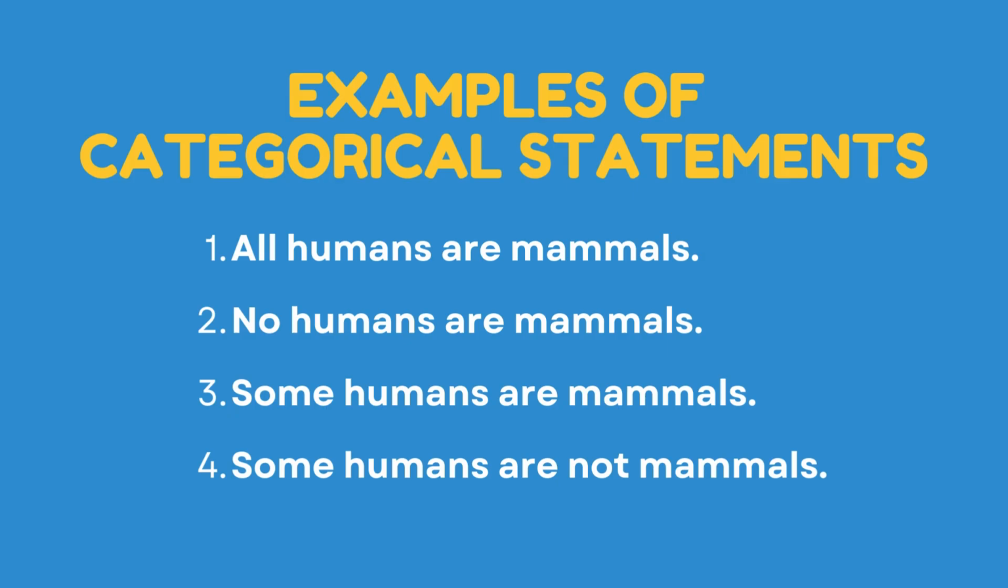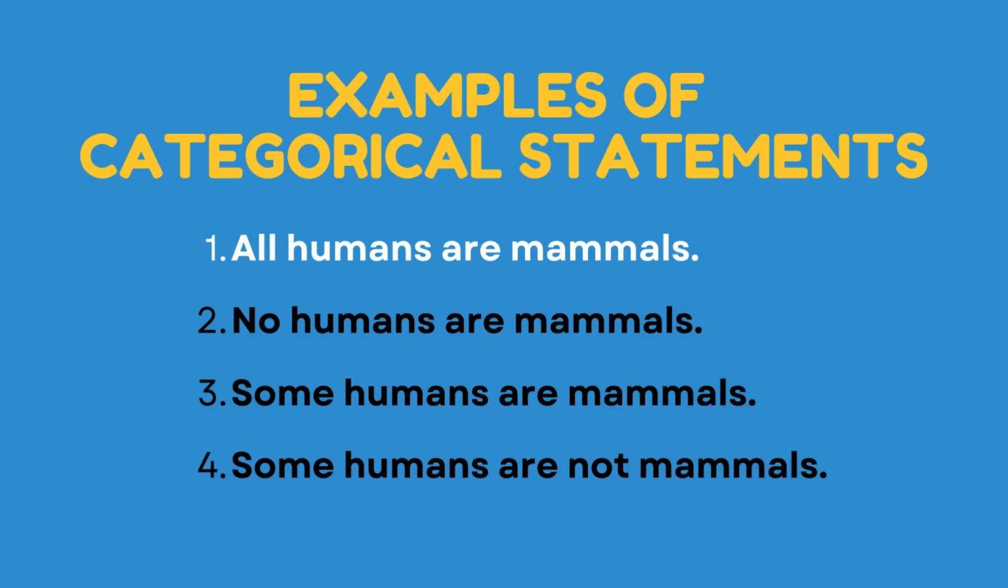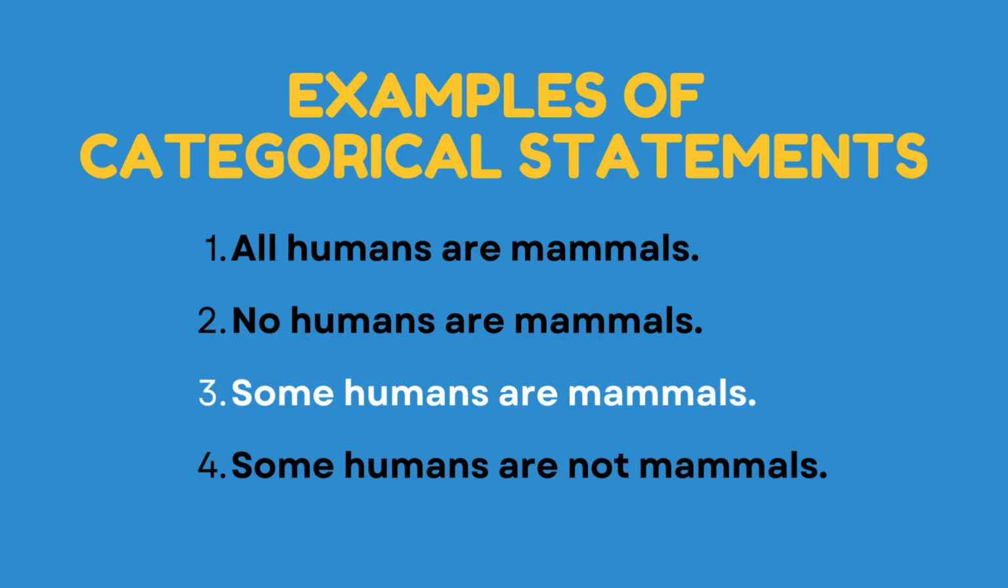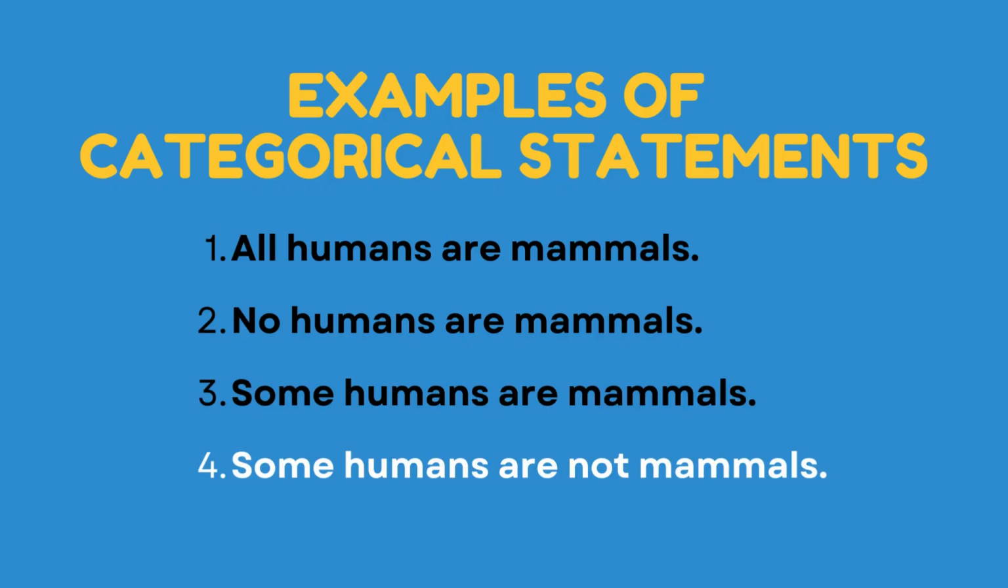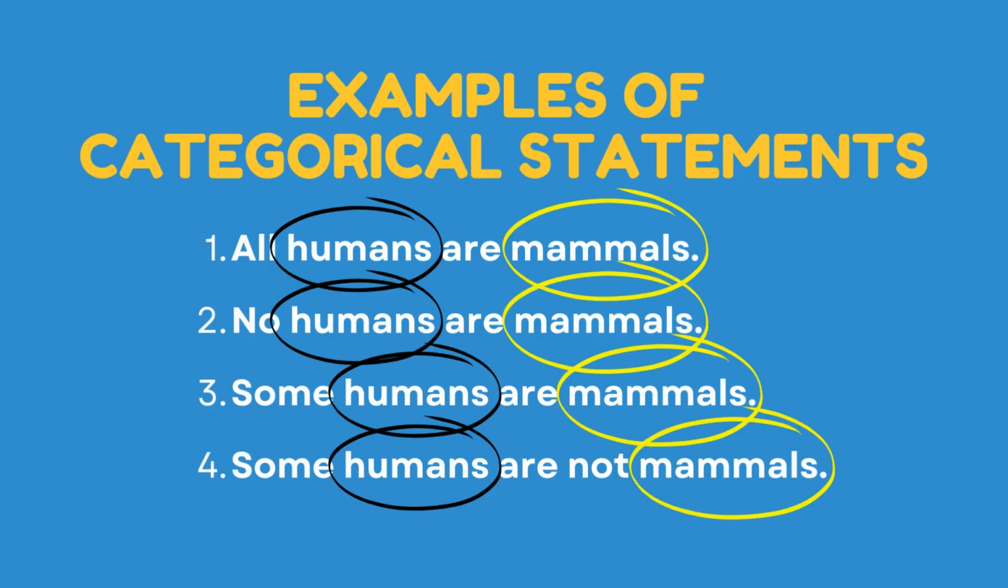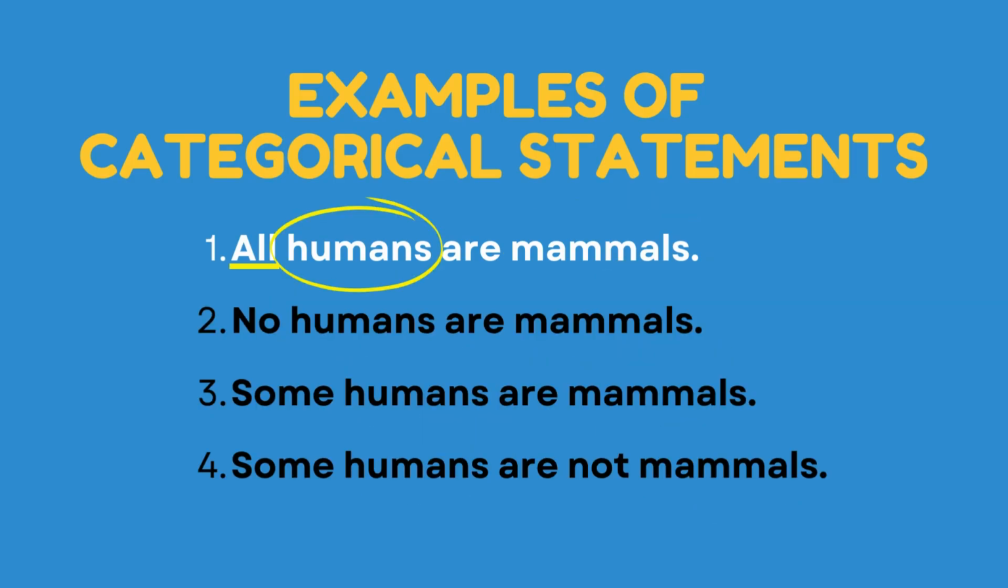Here are some examples of categorical statements. All humans are mammals. No humans are mammals. Some humans are mammals. Some humans are not mammals. Notice how each statement is about things in one category belonging to another category of things. The first statement is about all things that are human belonging to the category of things that are mammals.